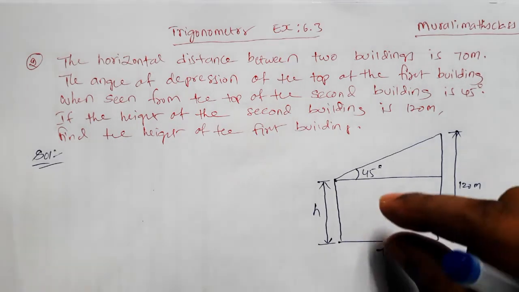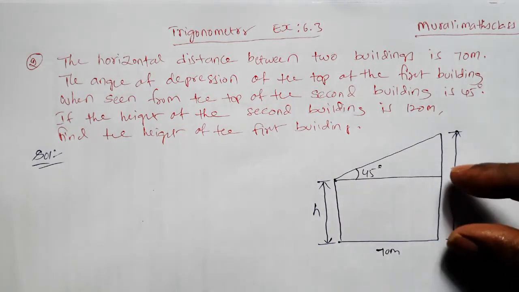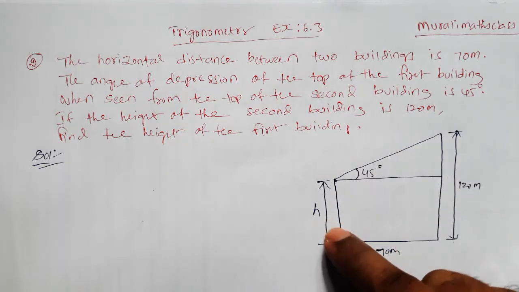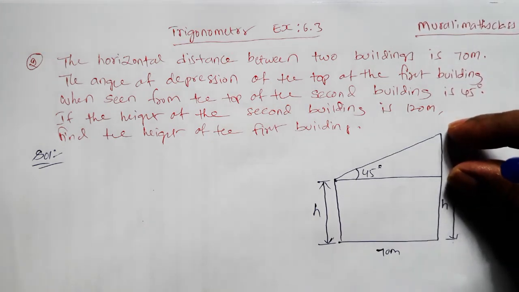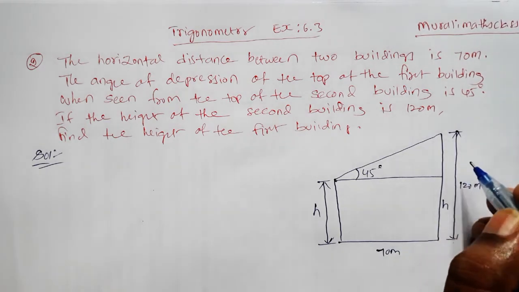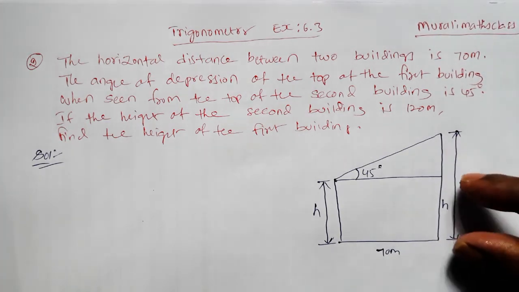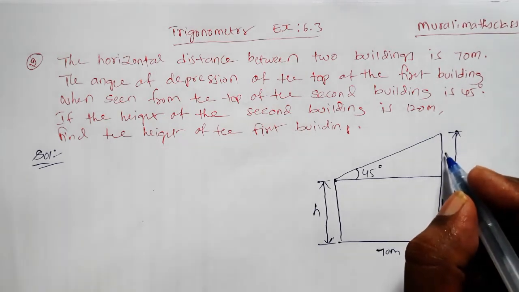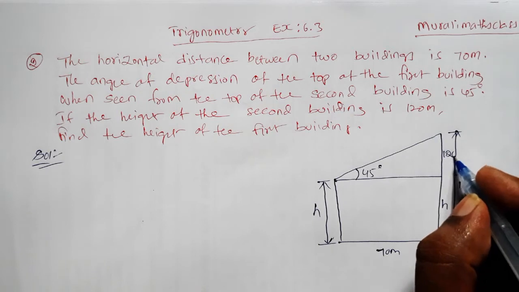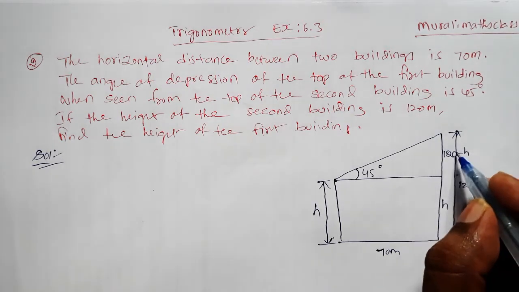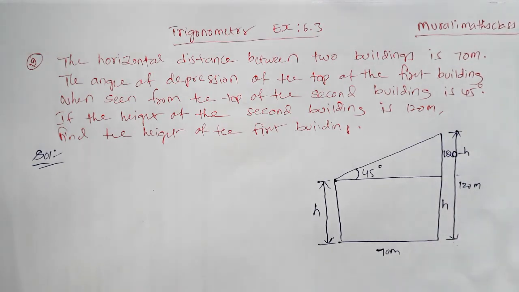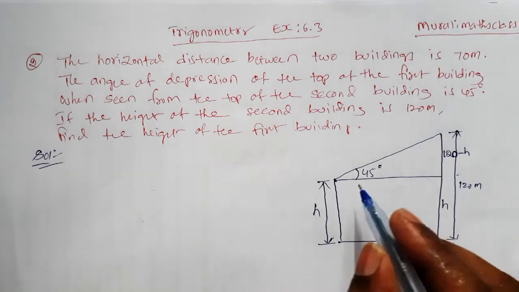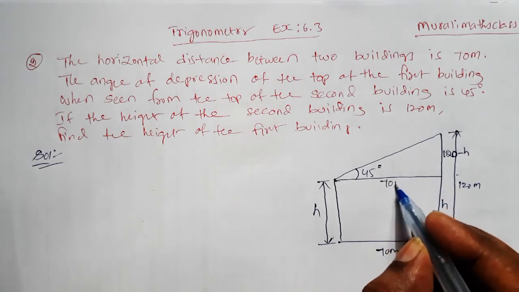So observe here. If it is h, this also will be h only. Then this length, how much will be there? That will be from total 120 you subtract this h. So this will be 120 minus h. Okay. Now from here to here, if it is 70, this length is also 70, same.